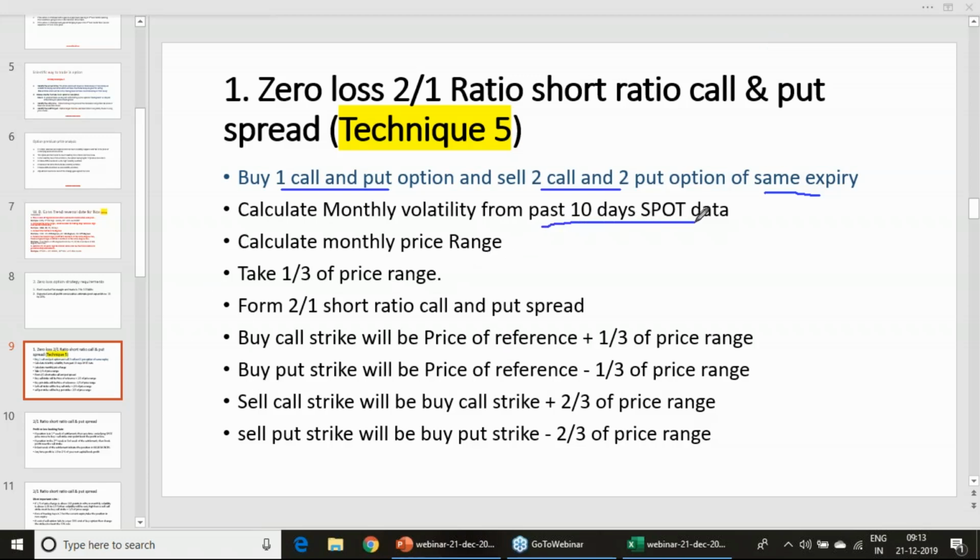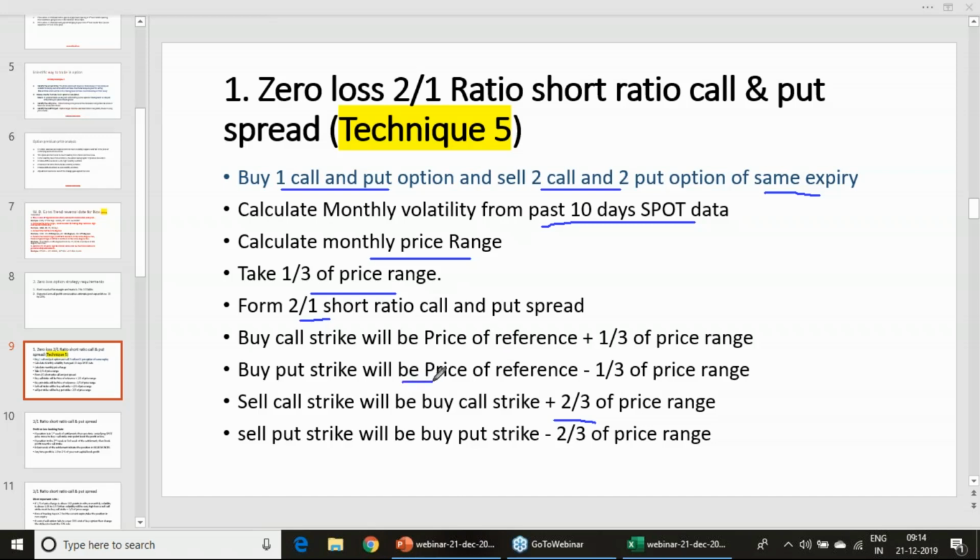Calculate the monthly volatility from past 10 days spot data. Calculate the monthly price range. Take 1/3 of the price range and 2/3 of the price range. To form a 2/1 ratio spread, the call strike is at the price of reference plus 1/3 of the price range. That is, buying of a call happens at the price of reference plus 1/3 of the price range. Selling of call happens at the buying strike plus 2/3 of the price range.